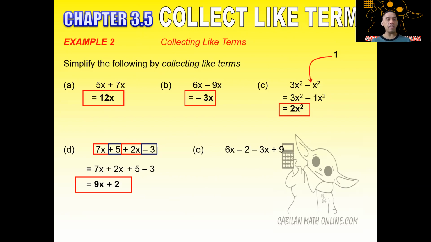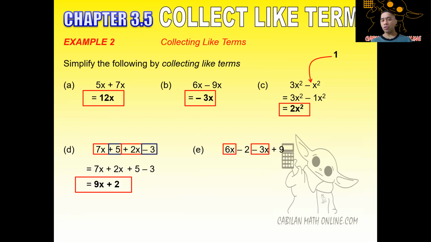Okay, so for part E, it's identical to part D over here. So start off with 6x. For this one, you need to find the like term that also has an x. Now, when you're identifying the like terms, you also need to include a negative, if there's a negative in front of the number. So the like term to 6x here will be negative 3x.